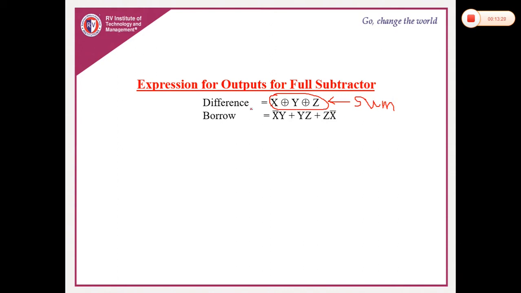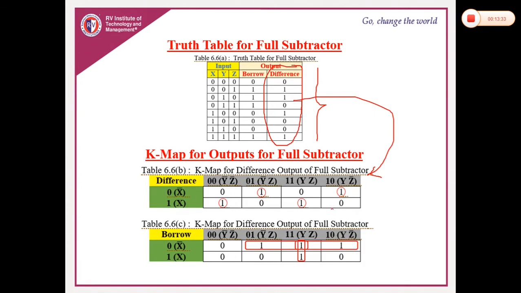So sum and difference are the same for full subtractor and full adder. You should know that. This is for full subtractor, this is for full adder. Then you can go for the borrow expression. You can use the K-map and fill it, and 3 pairs are possible. If you write this expression, you can see it is nothing but x bar y plus yz plus zx bar.